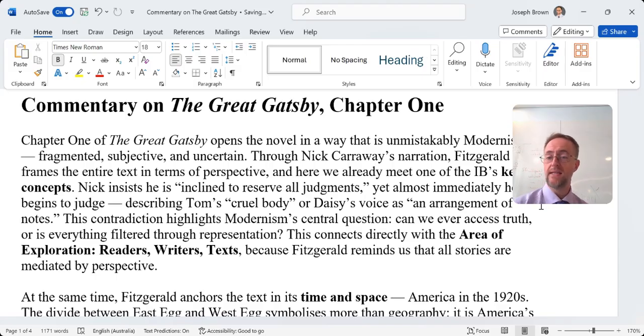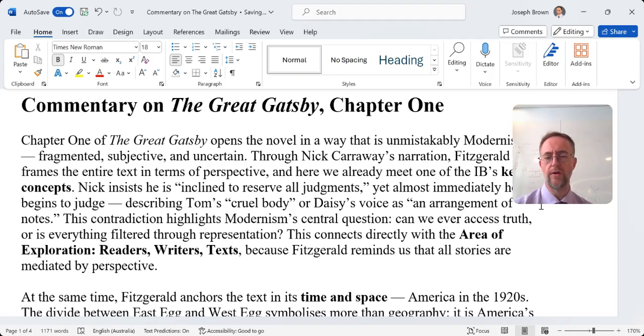Okay, so Nick insists he is inclined to reserve all judgments. He makes a big comment about how people trust him because he doesn't give judgments, and then people tell him their stories, so he's an observer from the middle, telling everyone stories, and he doesn't make judgments. He's just giving you a story. But that's very ironic. He almost immediately begins to judge.